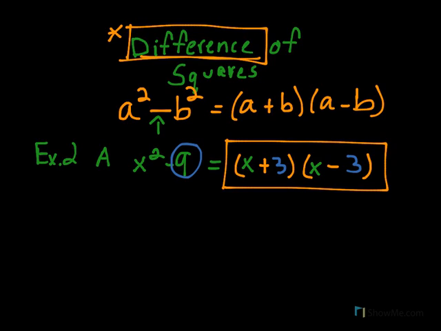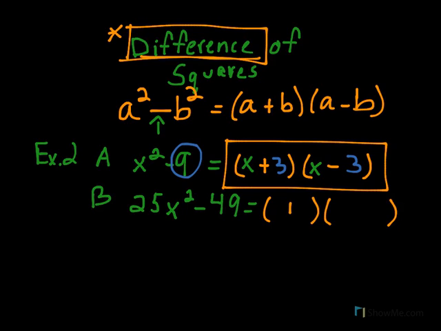Let's do another example so that it makes sense. Example B: 25x squared minus 49. Remember, this works most of the time if you have perfect squares. We open two parentheses, and then you're going to have a plus and a minus. That's automatic.